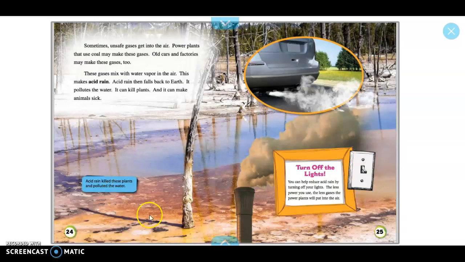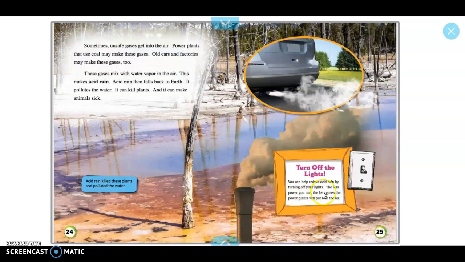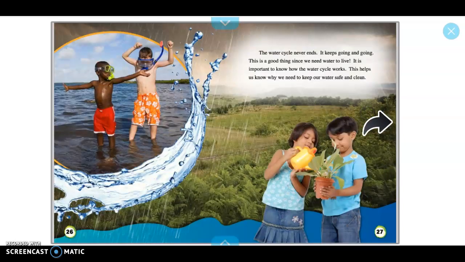Look at this right here. And what do you see right here? There's a car. And when you're in a car, you have this smoke that's polluting the air. And here's a fun fact tip for you. Turn off the lights. You can help reduce acid rain by turning off your lights. The less power you use, the less gases power plants will put into the air. So that's a fun fact. You can practice it at home.